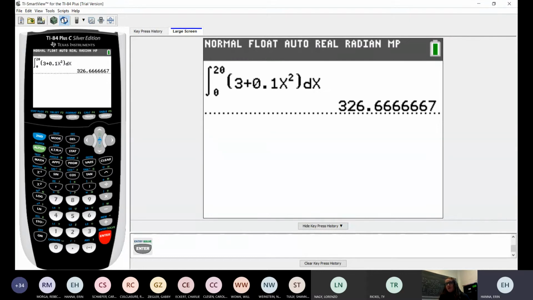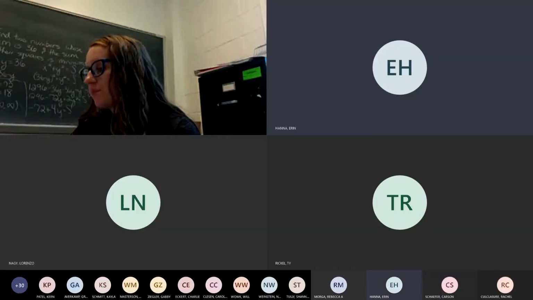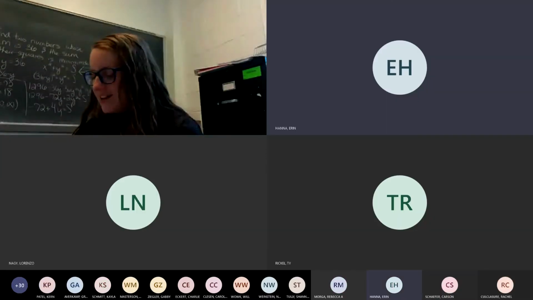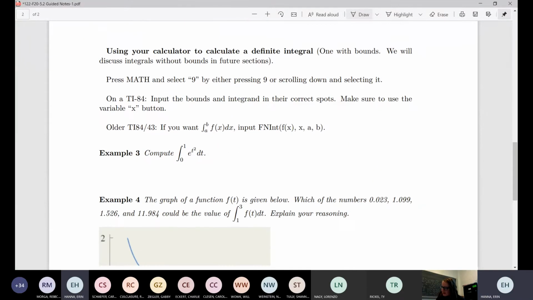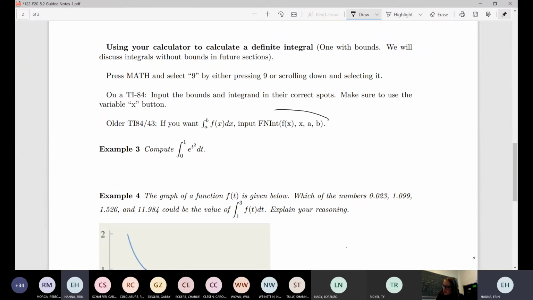Now, if you have an older version of an 84 or you have an 83, life gets gross. So if you have an older version, you're going to start off the very same way. You're going to hit Math 9, but you're going to have to type in your notation like this. So this is how it would look. Oh, my screen's lagging a lot. Hold on one second. There we go.